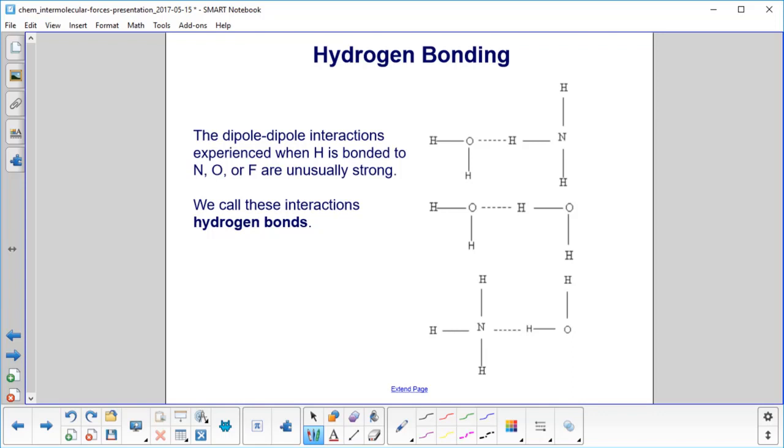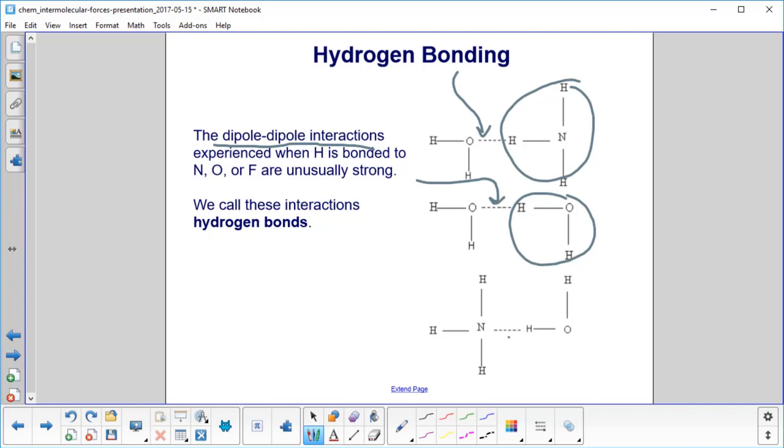The dipole-dipole interactions experienced when hydrogen is bonded to nitrogen, like this, or to oxygen, like this, or to fluorine, and we don't have fluorine there, but you can imagine it's the same thing, are unusually strong. And then you will form these bonds here. See the dashed lines? Those are the hydrogen bonds.